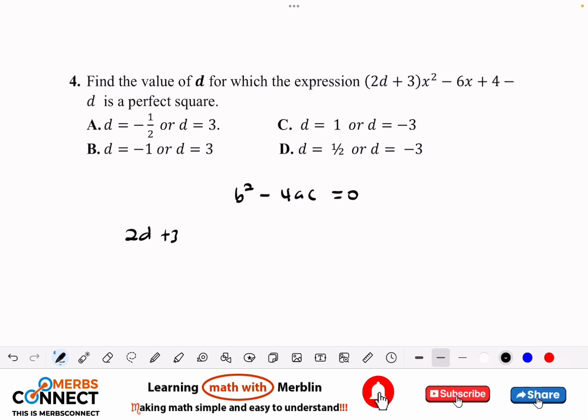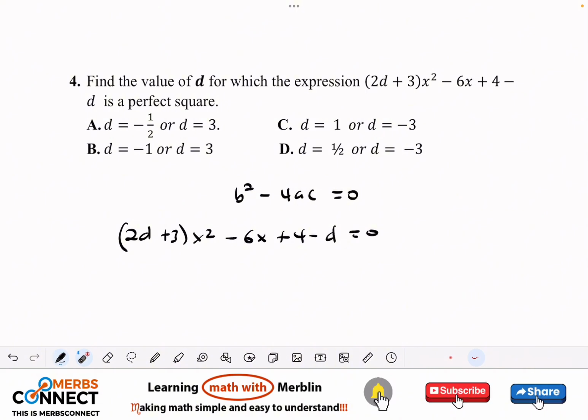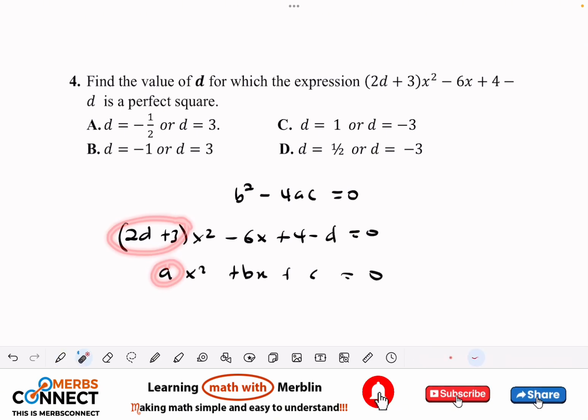So now, when we look at (2d + 3)x squared minus 6x plus (4 minus d) is equal to 0, right? Then what will be our a? Remember, this is in the form of the quadratic function, ax squared plus bx plus c is equal to 0. So our a here will be the coefficient of x squared, our b will be minus 6, and our c will be the constant term here. So let's try and plug them in.